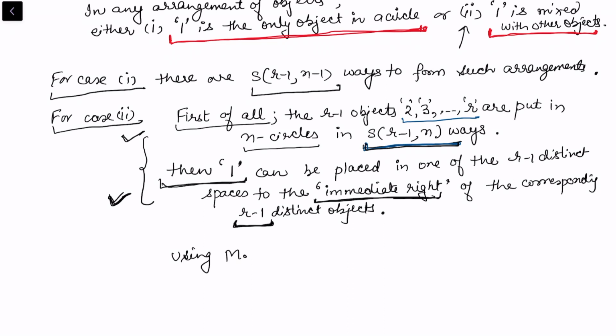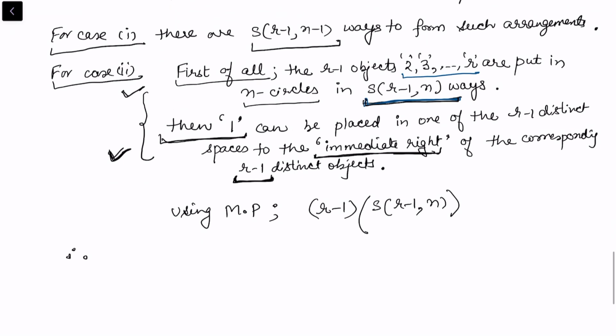So using the multiplication principle, we will simply say R minus 1 possibility ways to place 1, followed by the one that we have calculated for the other object, that is S(R minus 1, N). So we can count, and we know that these two classes are disjoint. Now using the addition principle, we can add the first class, that is S(R minus 1, N minus 1), and then we can add the second class, which is this one.